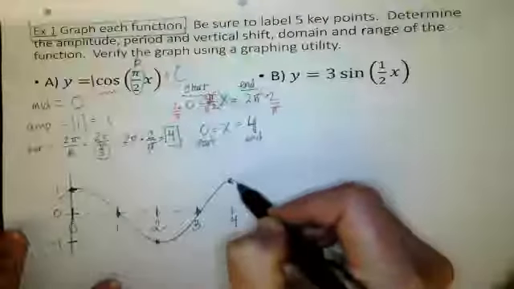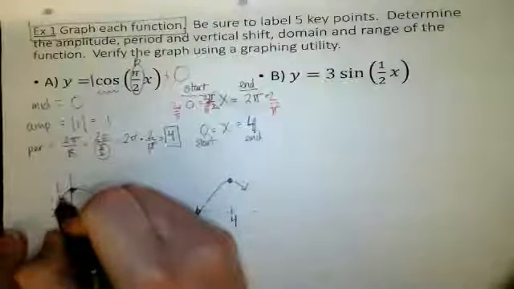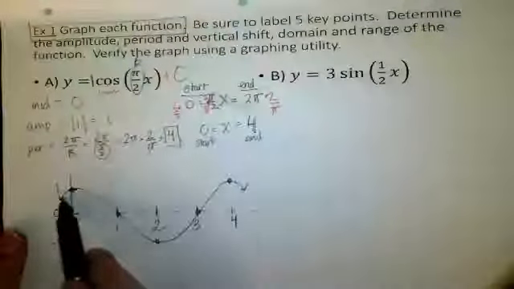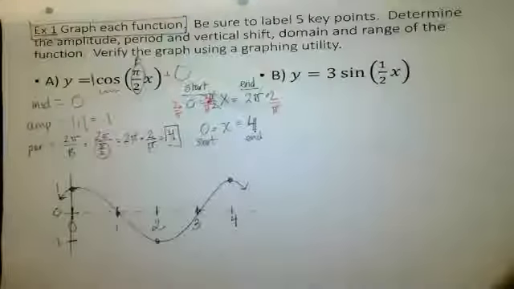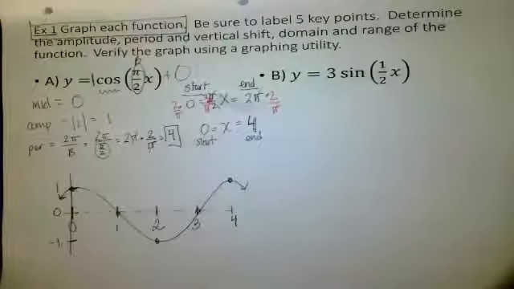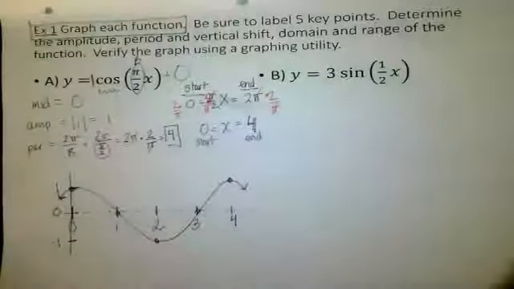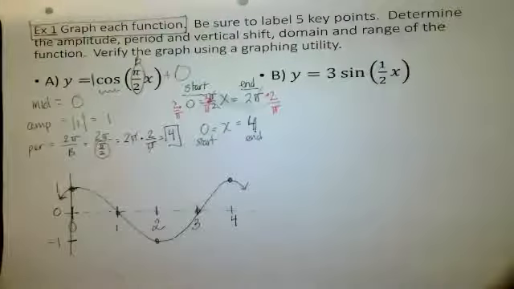And so, it's not catchy enough. We need to make sure that your little tails curl back down so it doesn't look like a parabola. The domain and range. Domain is what? Negative infinity to positive infinity. And the range? -1 to 1. So, all right.